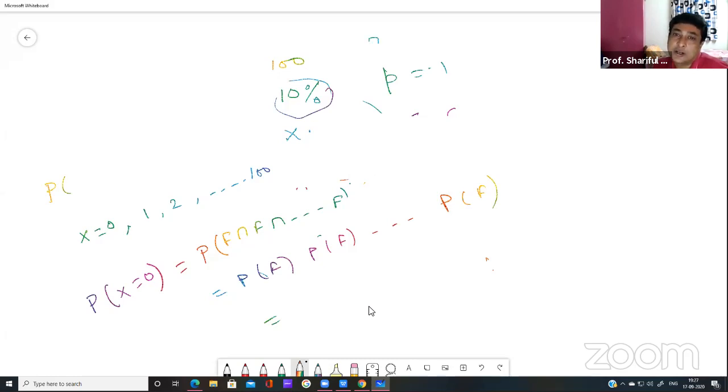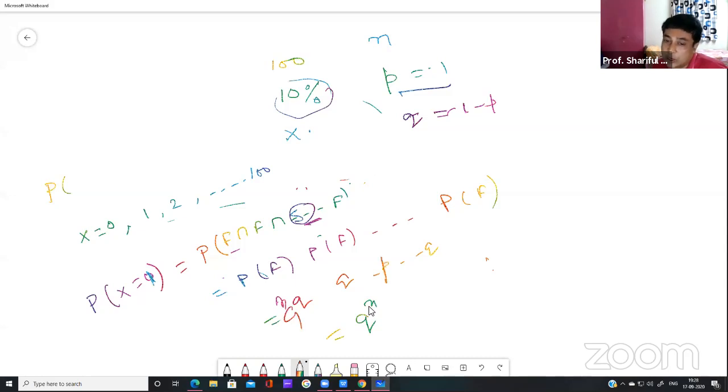Instead of 100 customers, we take a general case: let n customers visit, and P is the success chance. Sometimes we use Q for failure, which is 1 minus P. So this is Q into Q into Q, basically Q to the power n. Similarly, for X equal to 1, exactly one success and all the rest are failures. This success can happen among these n places, exactly one place, so it will be nC1, and the formula is nC1 Q to the power n minus 1 into P.